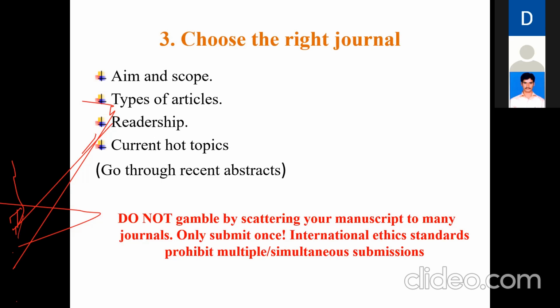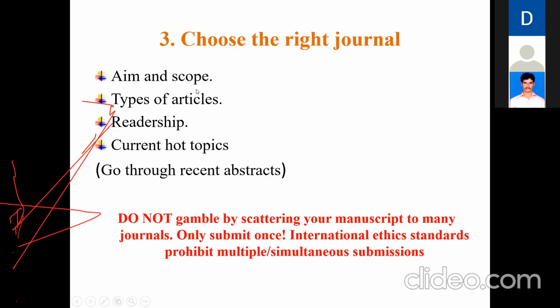To avoid this, first we have to select the journal. Which journal are we going to? Which journal is suitable for our work? Which journal has the scope to accept our paper? So first we have to choose the journal list. We have to choose the particular journal.